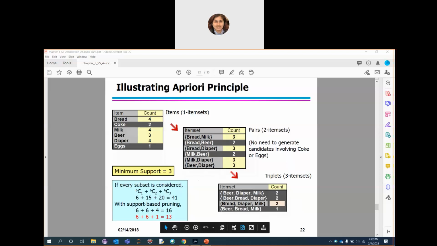If you see, in the combinations beer diaper milk and beer bread diaper, either one item set or two item sets have already been discarded. So you just have to keep the remaining one, whose combination or a part or a subset of it is not discarded in any of the previous steps. So here we are just considering this one.